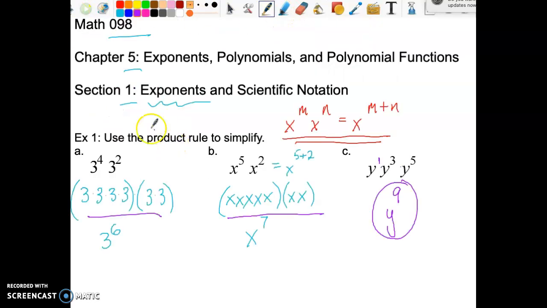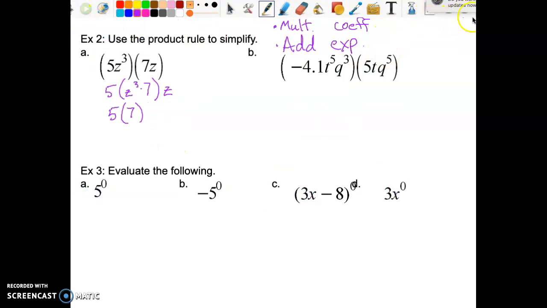I wasn't supposed to put a parenthesis there yet. Whoops, hit the wrong button. Trying to get rid of that. There we go. Times z to the 3rd times z, and then practice the associative property again. So then you can actually see that 5 times 7 is 35, and when you add your exponents, that becomes z to the 4th. Okay, I do not anticipate us doing that.